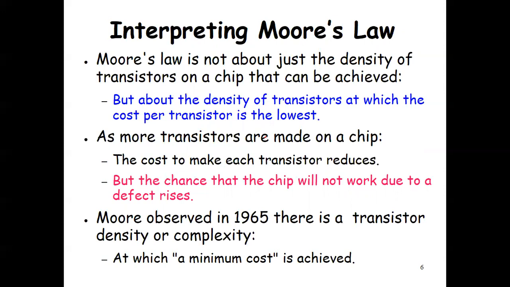Right? So Moore's law is not only about the density of transistors. It is not only talking about the number of transistors that we pack in the chip. It does not only say that we can keep more and more transistors, but it also says that there will be improvement in performance. It also talks about the density of transistors at which the cost per transistor is the lowest. So it's not just packing more and more transistors, but the cost will also reduce.